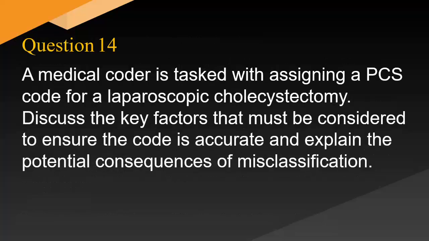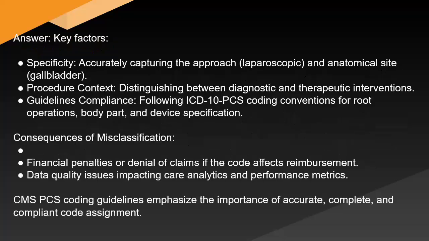A medical coder is tasked with assigning a PCS code for a laparoscopic cholecystectomy. Discuss the key factors that must be considered to ensure the code is accurate and explain the potential consequences of misclassification. Answer: key factors. Specificity. Accurately capturing the approach, laparoscopic, and anatomical site, gallbladder. Procedure context. Distinguishing between diagnostic and therapeutic interventions. Guidelines compliance. Following ICD-10-PCS coding conventions for root operations, body part, and device specification.